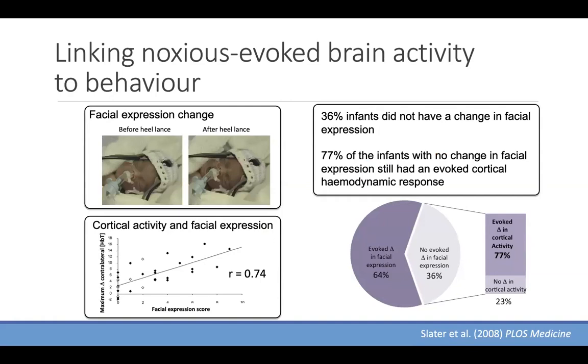If you look at the relationship between the change in total hemoglobin concentration and the facial expression scores you can get from these clinical pain scores, the correlation was pretty high. However, what was interesting here, in around 40% of the babies, and this is similar to the graph I showed you earlier, they don't have a change in facial expression. Yet, even though they weren't mounting this facial expression change, in the majority of these infants, nearly 80% of them, we were still able to see this change in brain activity, suggesting this dissociation between the changes in brain activity we could observe and the behaviours.